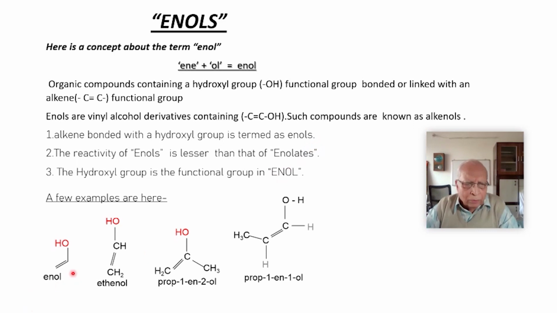Here are the examples: ethenol, and depending upon the position of the double bond, prop-1-en-2-ol and prop-1-en-1-ol. You can make it out. And the reactivity of enol is lesser than that of enolates. Of course, we shall get into the term enolate.